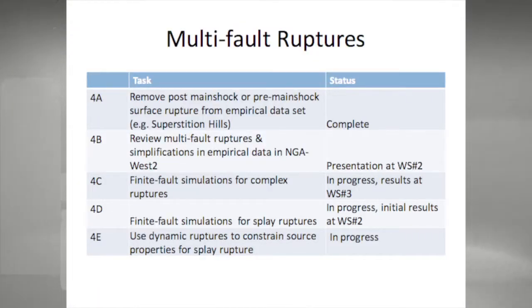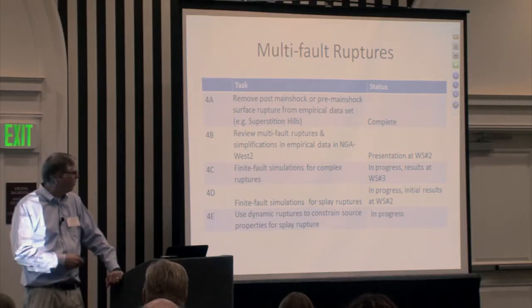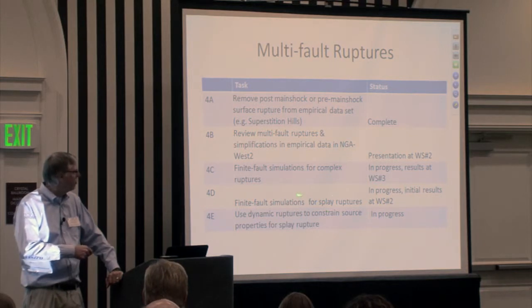We also have a case where we might have overlapping ruptures, a main rupture going and then a splay coming out from it. If your site is close to that splay, how is it influenced by 2 ruptures happening, potentially with ground motions interfering with one another? We're calling these splay ruptures.